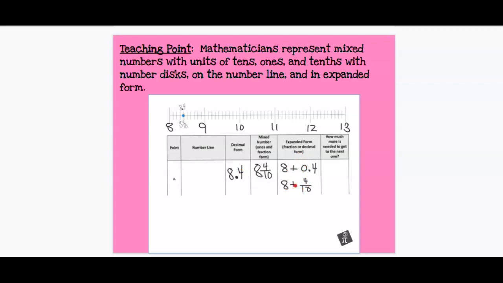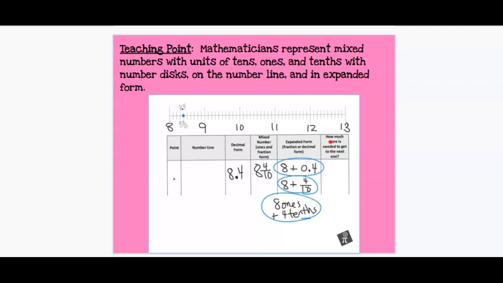Please don't shortchange it. Another way you could think of this is you could say this is 8 ones plus 4/10. It doesn't say we have to do it that way, but there's nothing wrong with adding that as one of our expanded notations. It's kind of like unit form rather than fractions or decimals.